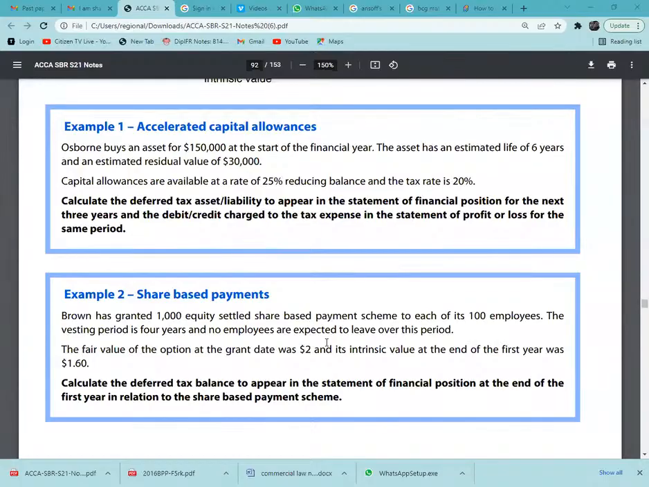Aya. Hebu nipatie dakika moja kwanza, unipatie carrying value. Nipatieni carrying value in this particular case. Carrying value of the share-based payment.